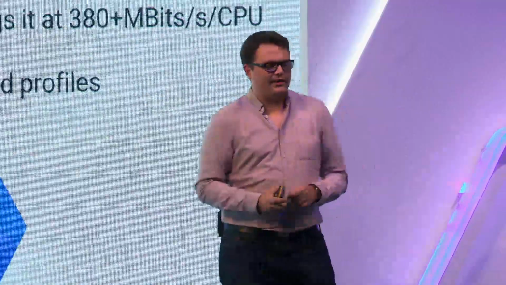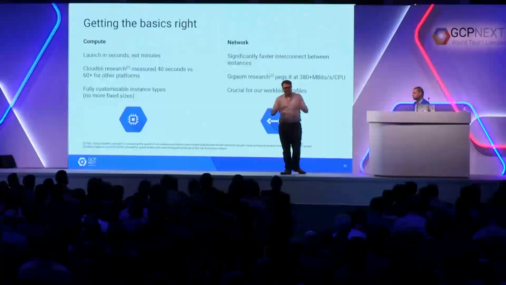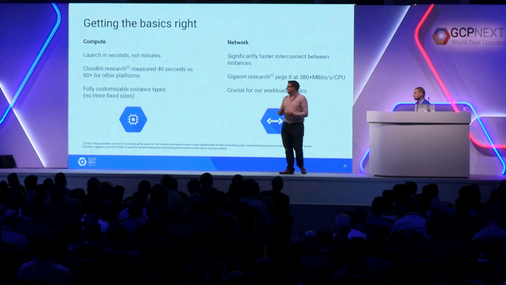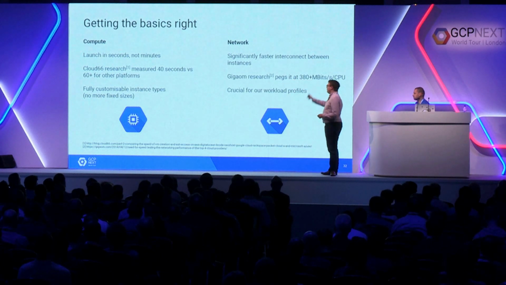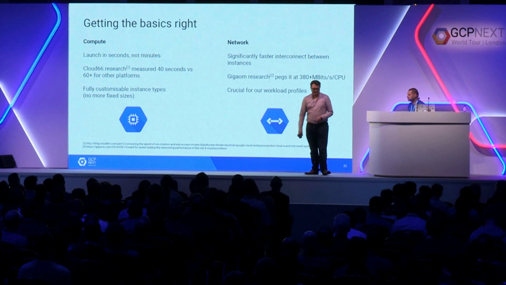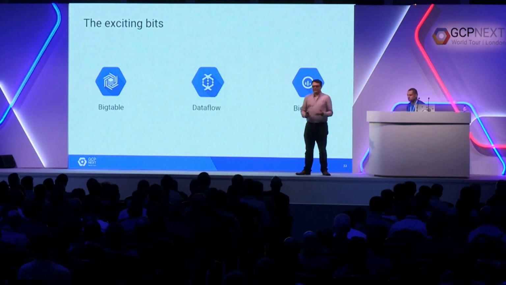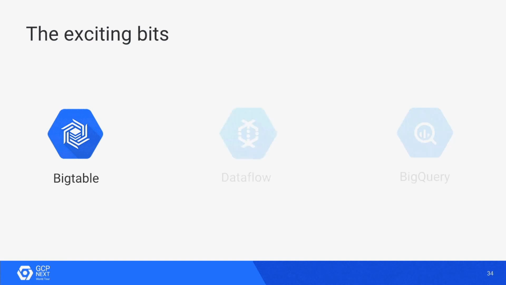On the network side, the interconnect between the nodes is very important when it comes to this large-scale data processing, because we're always shuffling data around and scaling up and down. So getting the bits between the machines is going to be a bottleneck eventually. So the fact that we're getting upwards of nearly 400 megabits per second per CPU on every instance we run is crucial for the kind of workloads we have. But there are three exciting bits in the ecosystem which support our use of BigQuery. We've got Bigtable, Dataflow, and BigQuery, which I'm going to go into now.